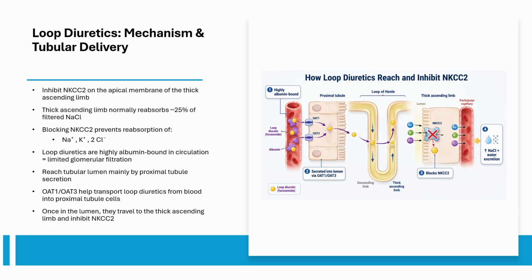The way loop diuretics enter the tubular lumen is through active tubular secretion via the proximal tubules. Organic anion transporter 1 and 3, located on the basolateral membrane of the proximal tubule, facilitate the movement of loop diuretics from the blood into the proximal tubular epithelial cells. Once inside the cells, the drug is secreted into the tubular lumen. Once inside the tubular lumen, loop diuretics travel to the thick ascending limb and bind to the chloride binding site of the NKCC2 transporter, which prevents the reabsorption of sodium, potassium, and chloride.